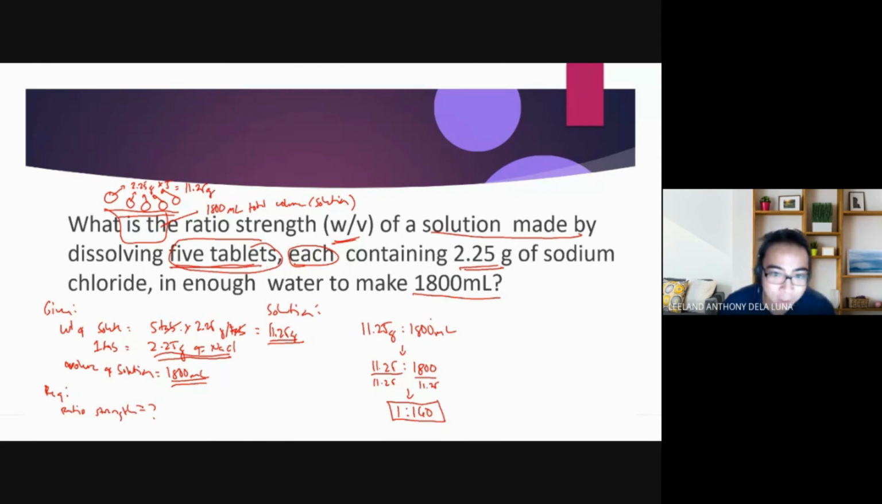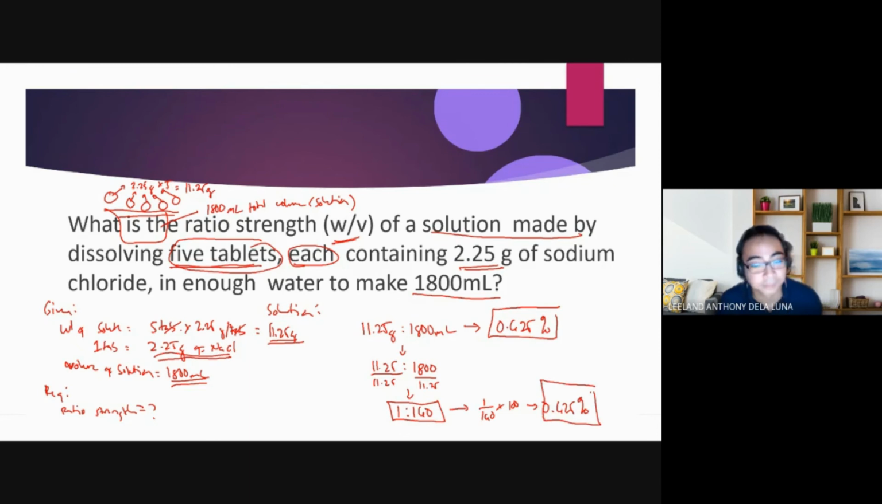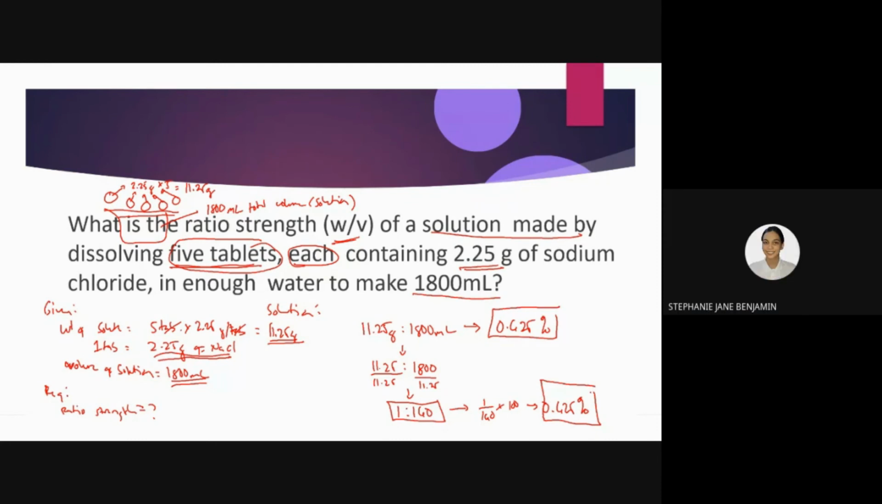Okay? Now, kung kakaling ipapresent natin as percentage, weight per volume, pwede naman tayo dito mag-umpisa. 11.25 divided by 1,800 times 100, we get 0.625%. Pwede rin naman itong gamitin natin. 1 divided by 160 times 100, that would give you pretty much the same thing, 0.625%. All right, make sense? Yes po. All right, good, good.